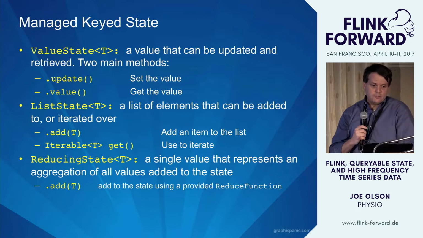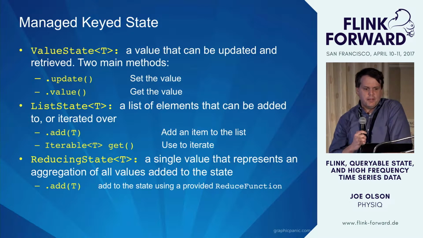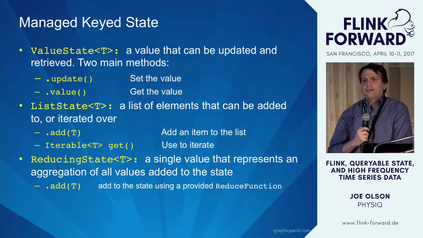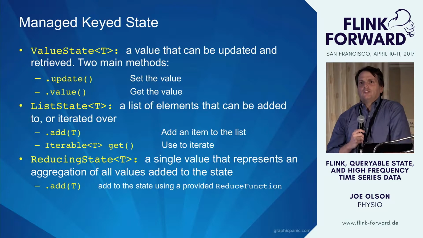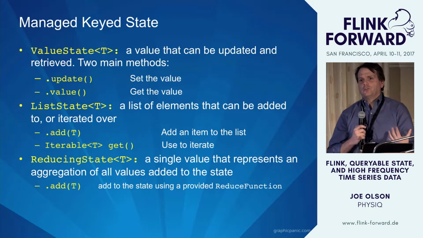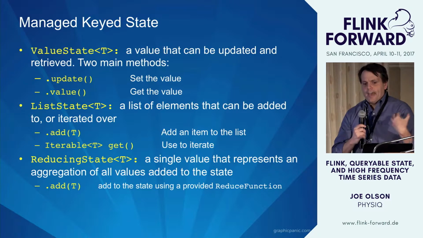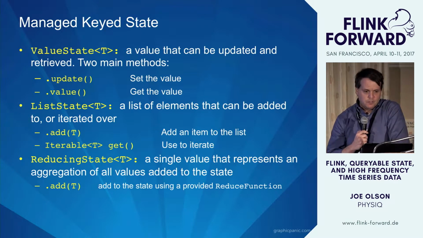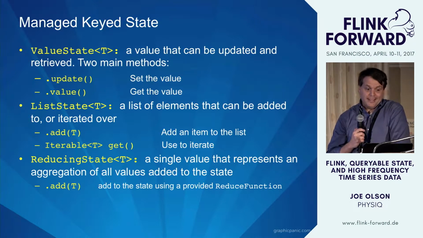So managed key state, as I said, is the Data Artisans tools they give you. And these are the three tools they give you. They give you value state, which is a single value that can be updated and retrieved. So think of a patient: you've got a single value associated with that patient. That is what you can use to save data for that patient, synchronize it to disk, and bring it back. We'll talk about that in a minute. So a value state's pretty simple. It can be updated and retrieved. There are two methods for it, which are update and get.